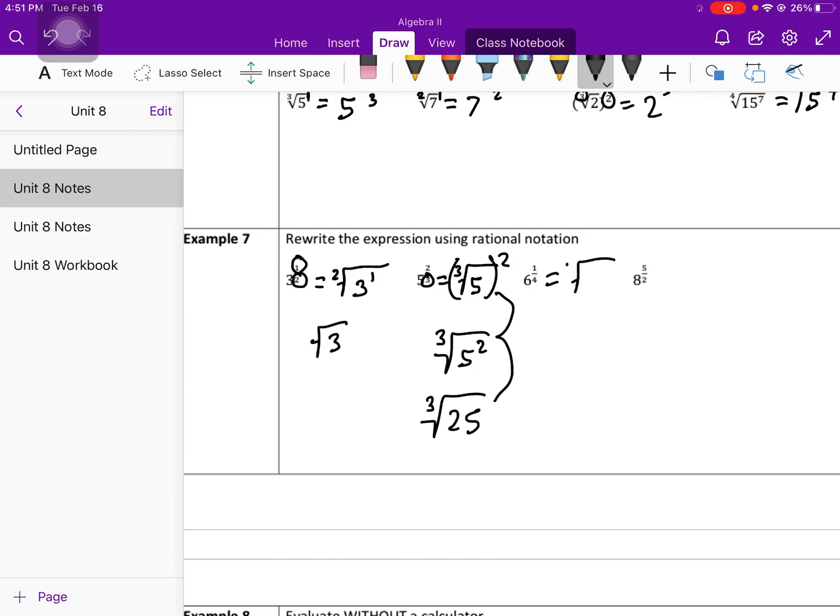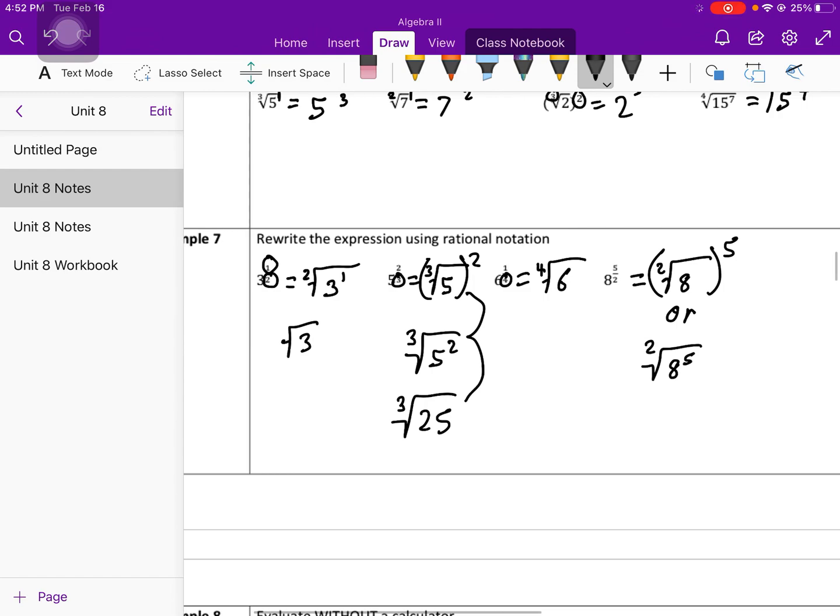The next one would be the 4th root, because that's on the bottom, of 6 to the 1st power, or just 6. And then the last one, this is where we kind of have to be careful, okay? Because for this one, it would be the square root, or 2 on the outside, of 8 to the 5th power, or 8 to the 5th.